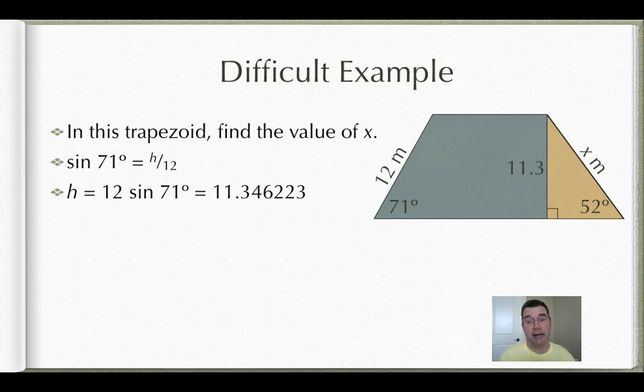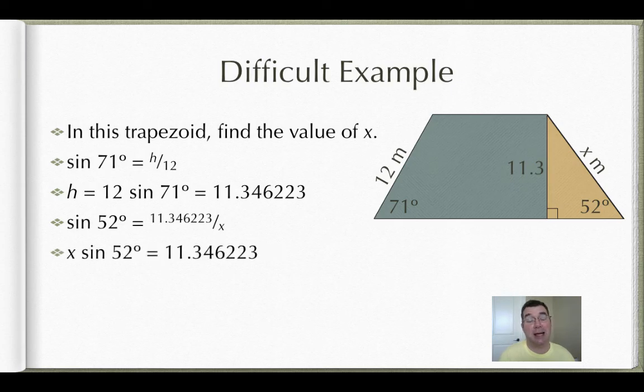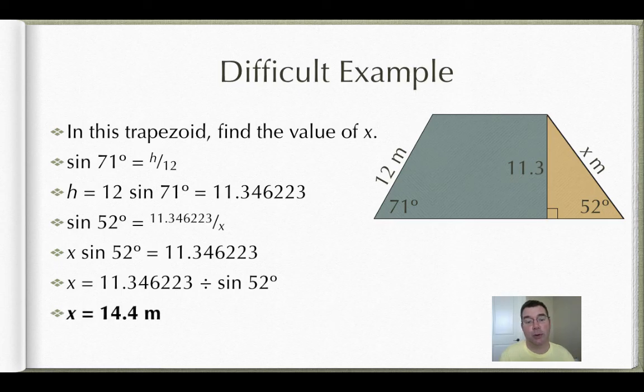I have the opposite of it as 11.3, and the hypotenuse is x. So I'm going to use sine again. Sine of 52 degrees is going to equal 11.346223, that's the opposite, over x, which is the hypotenuse. Cross multiply and you get x times the sine of 52 equals 11.346223. If I divide by the sine of 52 degrees on both sides, then I get that x is 14.4 meters. So that's kind of how you figure out angles and sides in more complicated geometric shapes that aren't just right triangles. You can still do it, you just have to figure out where the right triangles are.